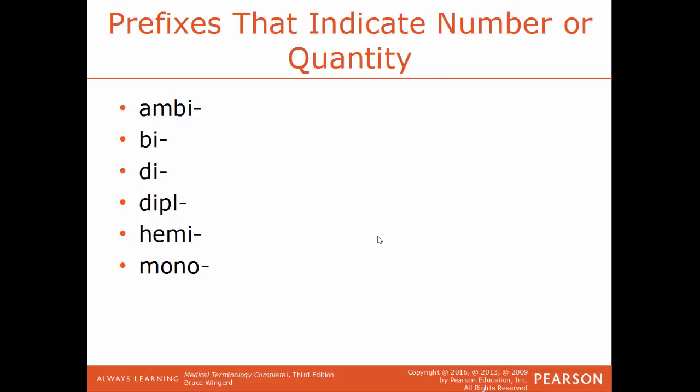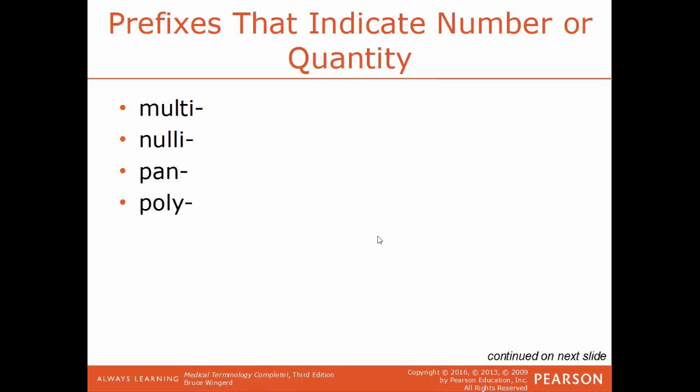Hemi means half. Think of a hemisphere, say on a globe, for example. Northern hemisphere, southern hemisphere, or a hemisphere of the brain. You have left brain and right brain. Mono is always a reference to one. Multi means many, or more than one. Nulli means none, or 0. Pan means all, such as a pandemic is a disease that has spread throughout the entire world.